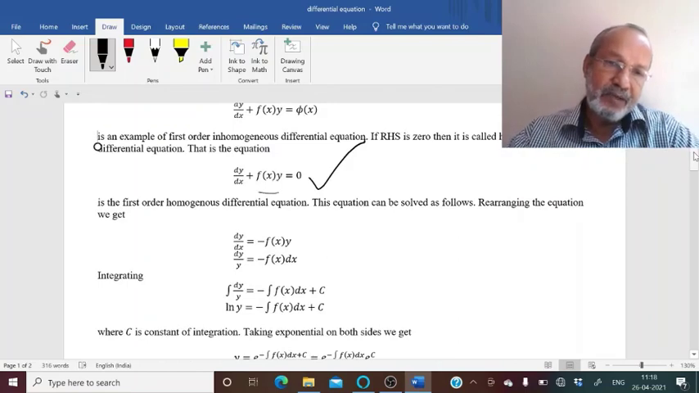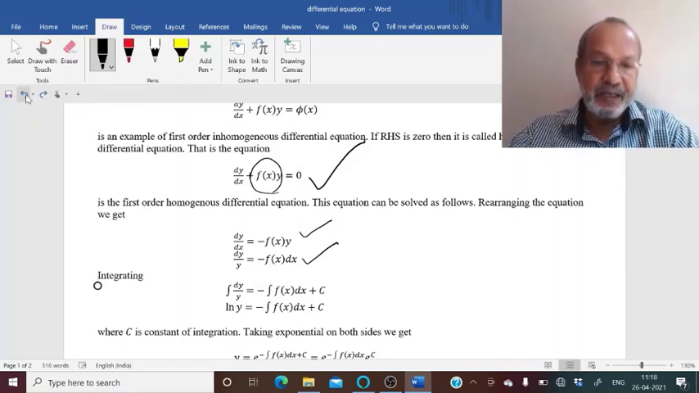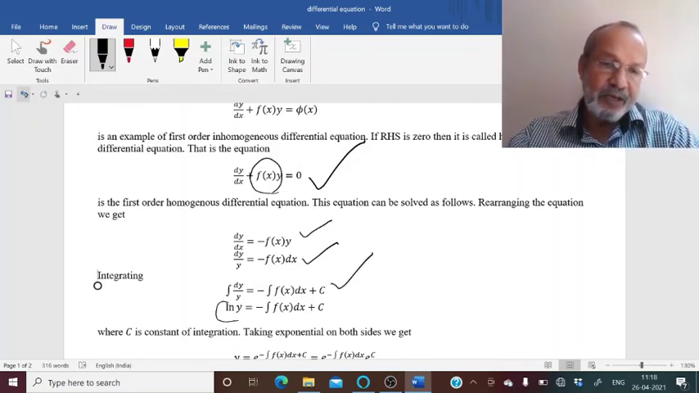Taking this to the RHS, you get this, and you can multiply the equation by dx, then you will arrive at this equation. If you integrate that equation, then on the left hand side you will get log y, and if the given function is put here, you can integrate that expression, and this c is the integration constant.